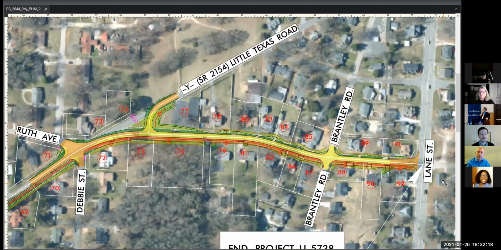So I had a question from Mr. Mack in the room. Michelle, Michael, I'll let you answer it. He asked, would this project improve the safety at El Paso and Little Texas Road?